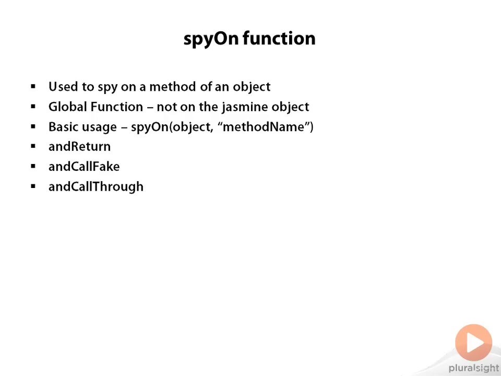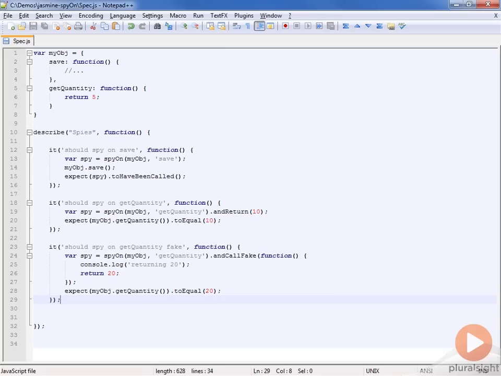In addition to providing our own fake implementations, either through the andReturn or the andCallFake methods, we can also create a spy that still dispatches the call off to the real implementation. This is useful if the real implementation is useful for our test, but we still want to be able to monitor how many times the function was called, or monitor the arguments that were passed. So let's take a look at how we do that.